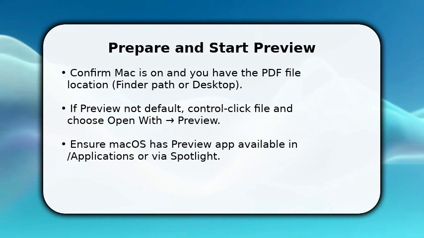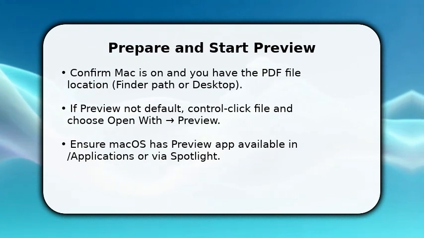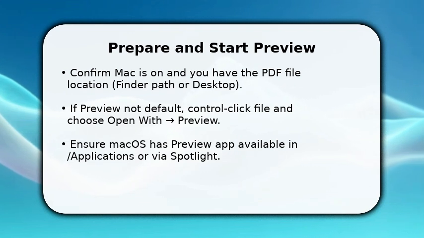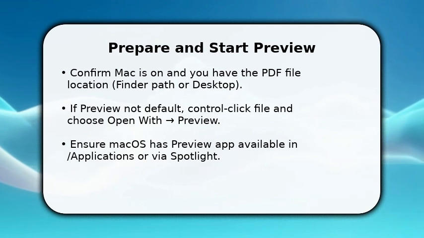You have the PDF and your Mac ready. Now open Preview. First, locate the PDF in Finder or on the desktop. If Preview is already the default, double-click the file and it will launch. If not, Control-click the PDF, choose Open With, then select Preview from the list.